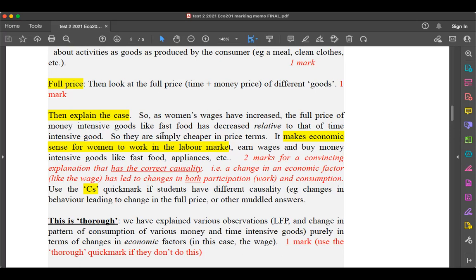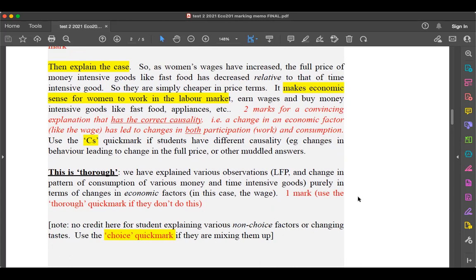So here you are explaining the case. So the increase of the wage will lead to the full price of other goods decreasing relative to, so there's a relationship between money and time. That's what you need to pay attention to. So then make a comparison, because you are linking one case to another. So you have your concept and you're explaining it in accordance with what's being said here. Then it makes economic sense for women to work in the labor market, earn wages, and buy money intensive goods like fast food, appliances, etc. So do ensure that you speak a lot about that and why it is critical for women to have more numbers in the labor market.